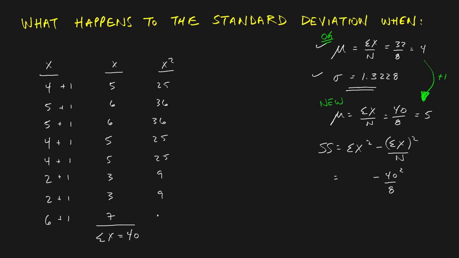You might be wondering why I don't just square 40 again. Isn't the sum of x squared the same as the sum of x squared? Well, not exactly. When you're looking at these two representations of sum of x squared here, you have to keep in mind the order of operations.